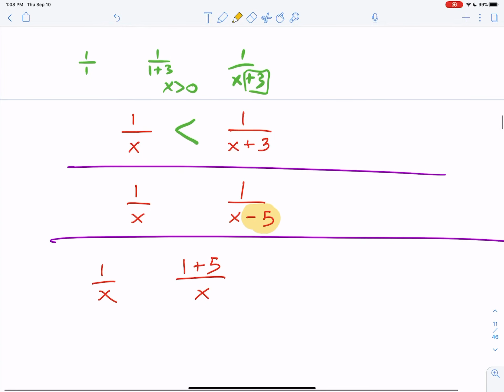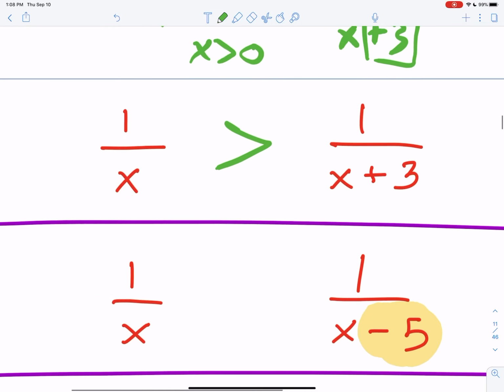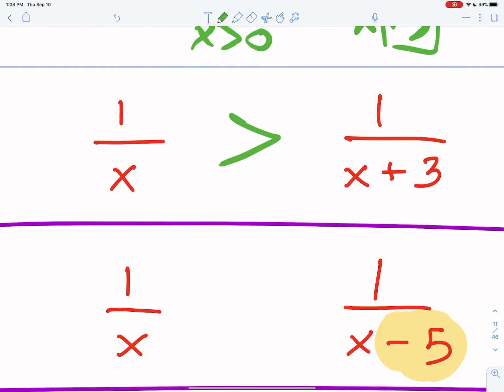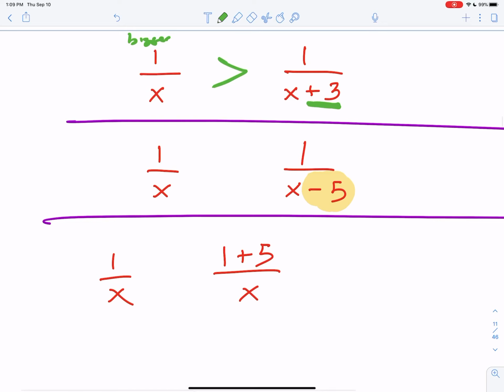Okay? Wait a second. Whoops. That made no sense. Okay. So there you go. Take two. Okay. So when we make our denominators larger, we make the overall value smaller. So this right here is actually bigger than this one. Okay. Now if you make your denominator smaller, you make the overall value larger.